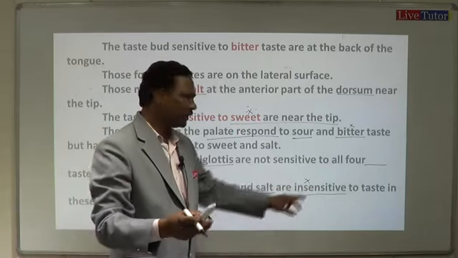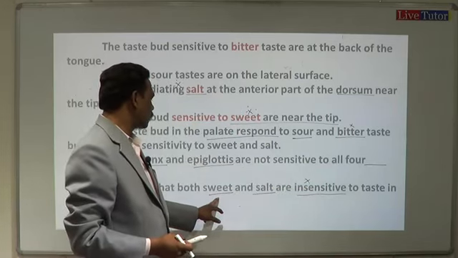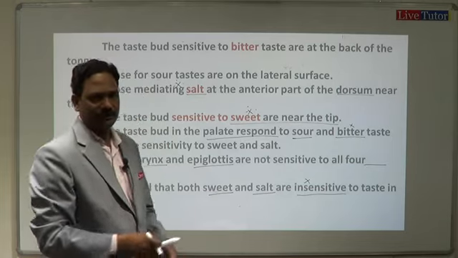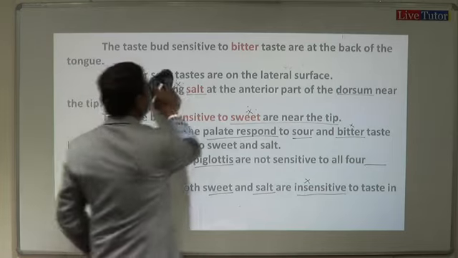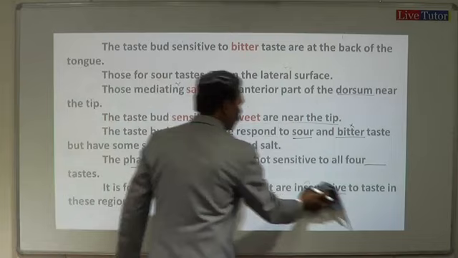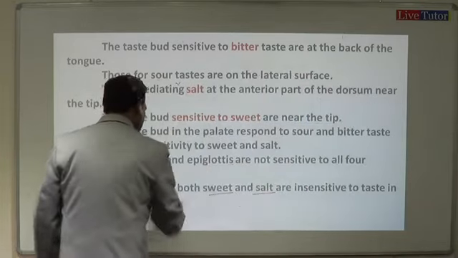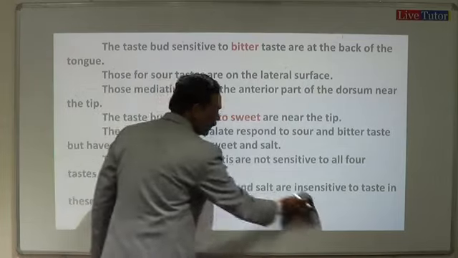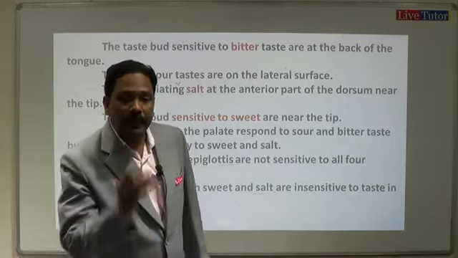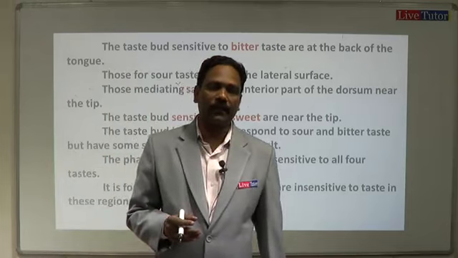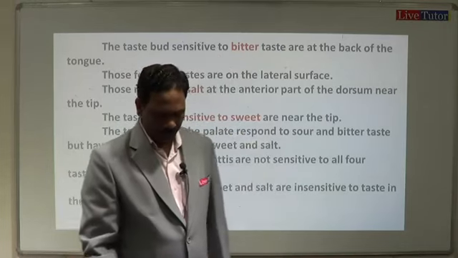That means they are sensitive to sour and bitter. Remember that. So where is the sour taste in the tongue? Lateral side. Where is the sweet taste? At the tip. Where is the salt? Tip and dorsum. Where is the bitter taste? In the posterior part of the tongue. These are the points.